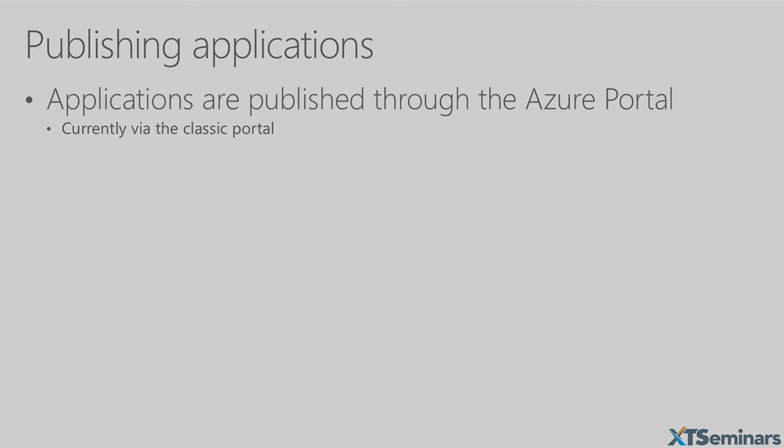Okay, so we go up to the portal. We have to actually enable the application proxy. We also need to be using Basic or Premium. So if we're using Free, we're not going to get this capability. Having gone and enabled it, we can download the connector, install the connector, and then we're ready to publish applications. So we currently do it via the classic portal.